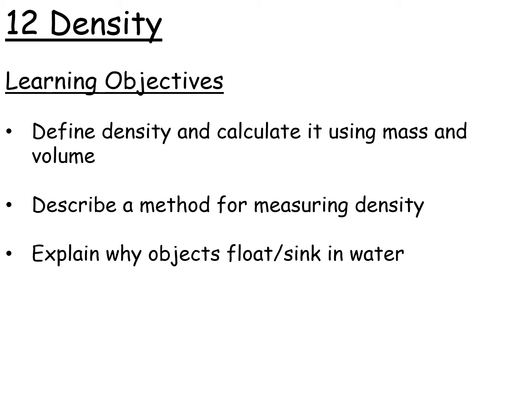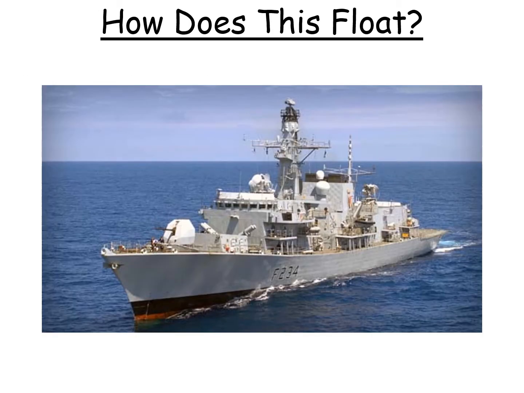So we're going to look at what density means and calculate it using mass and volume. We're going to then look at a method for measuring density and explain why objects float and sink according to their density. So first of all, to get you thinking about this, why do ships float? Because we all know they're made from metal, and metal is very heavy, and generally if you put a block of metal into water, it will sink to the bottom. So why does it float and why does it not sink into the water?